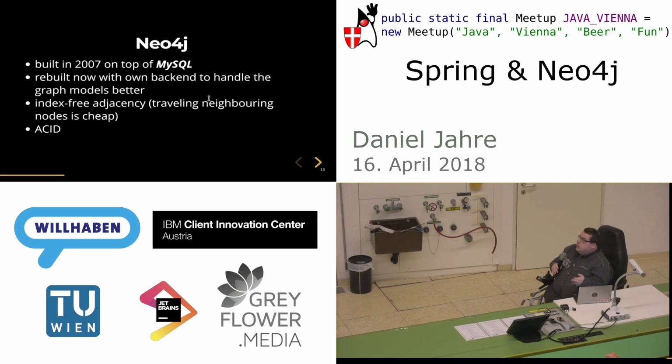One of the key features is the so-called index-free adjacency. That means that the cost of traveling from one node to another is equal and does not depend on the position of the index where the node is stored. And Neo4J is also ACID compliant. There are other NoSQL databases that are not, but for the graph database, we also have transactions and stuff.